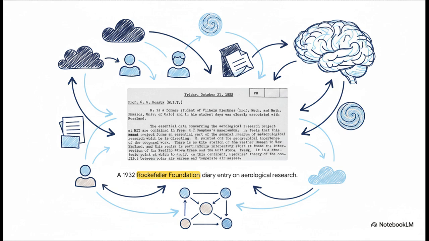Take a look at this. It's a 1932 diary entry from the Rockefeller Archive Center. It's an absolute goldmine of historical knowledge, detailing astrological research and all these academic relationships. But a standard row and column database is going to completely fail to capture the incredibly complex web of people, topics, and money hiding in these paragraphs.